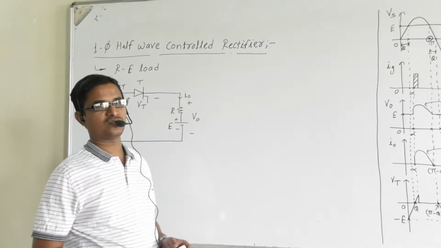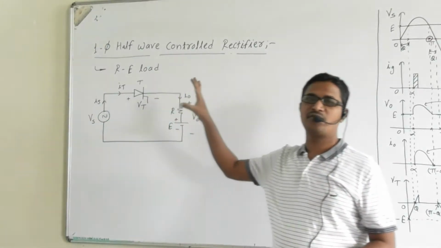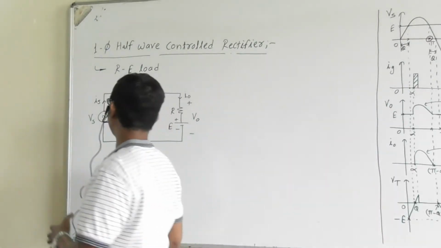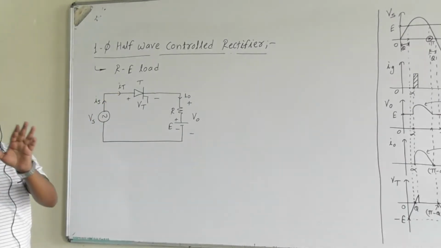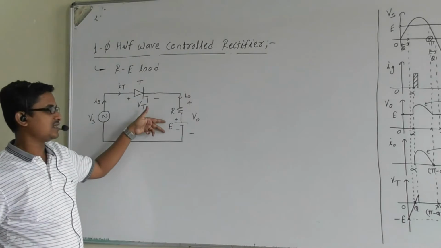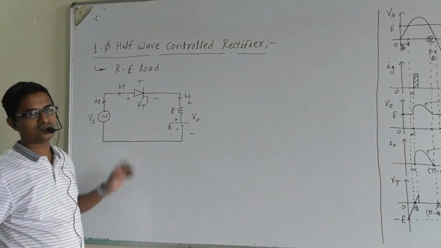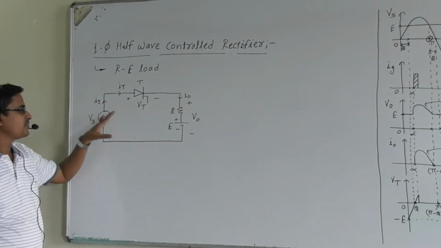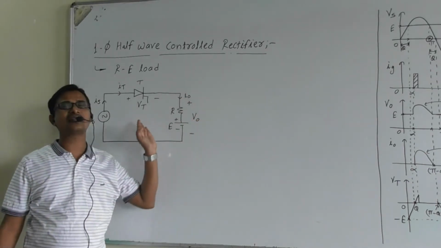Hello friends, today we are going to discuss the single phase half wave controlled rectifier with RE load, also known as a battery charging circuit. The RE load consists of the EMF of the battery and the internal resistance of the battery. In the same circuit, we have a single phase AC supply, then a thyristor, and after that a battery, that is, the RE load.